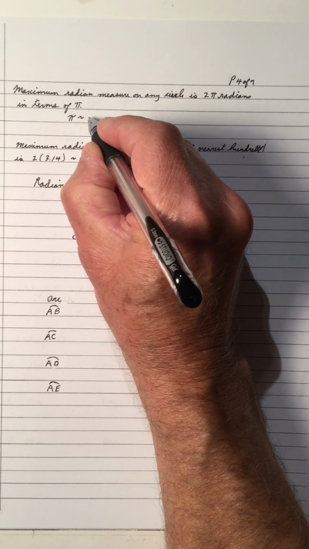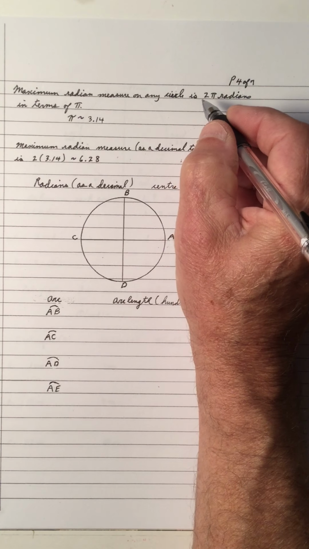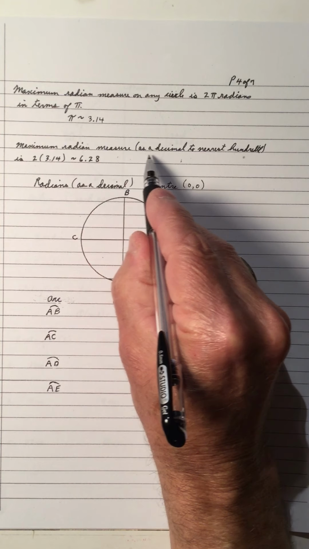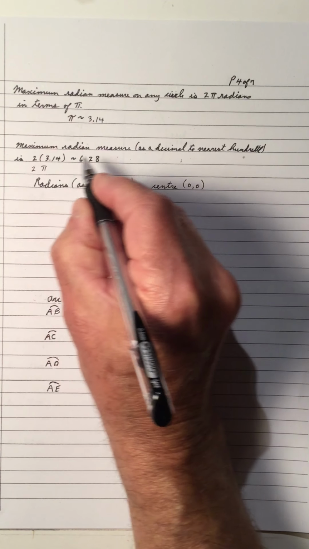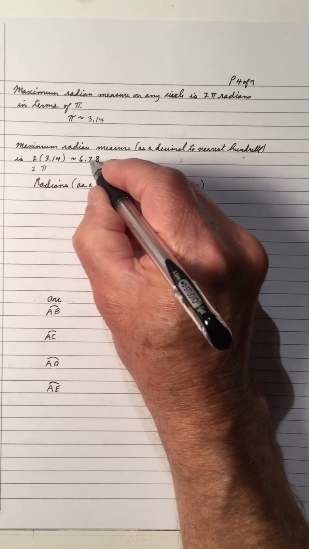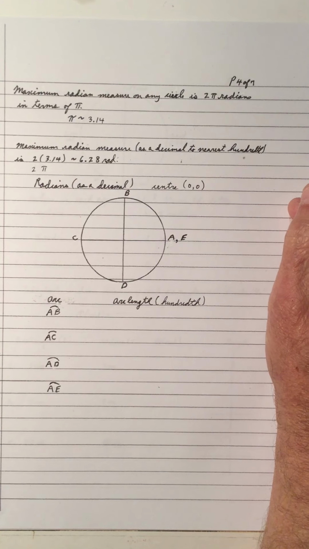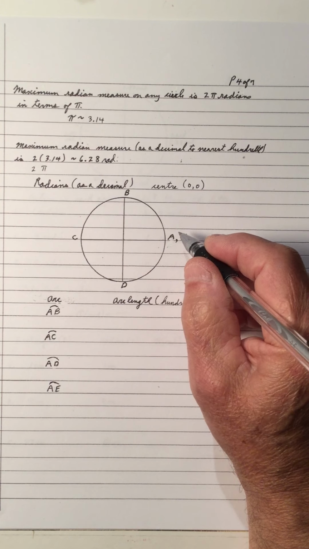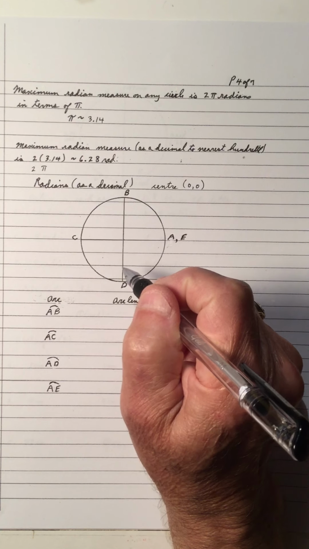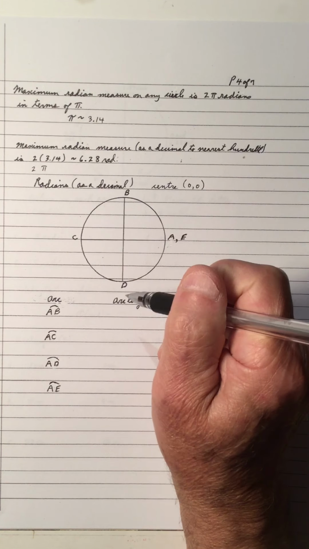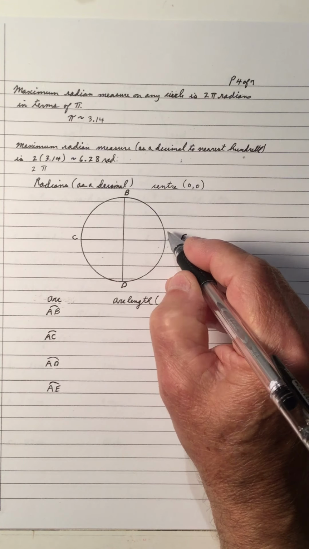But we know that pi, if you use your calculator, is approximately 3.14. That means the maximum radian distance as a decimal is 2 pi, so it's 2 times 3.14. So the maximum radian measure is 6.28 radians. And let's use this circle to illustrate this. Notice radians can be in terms of pi, but they can also be expressed as a decimal. So as a decimal, let's look at this circle right here.